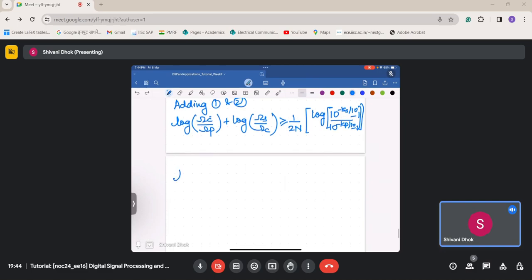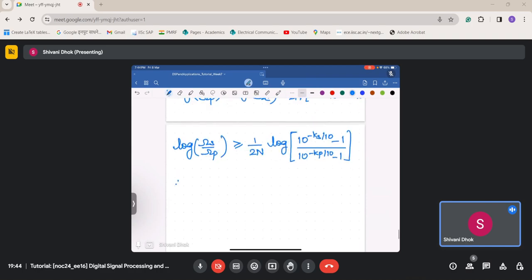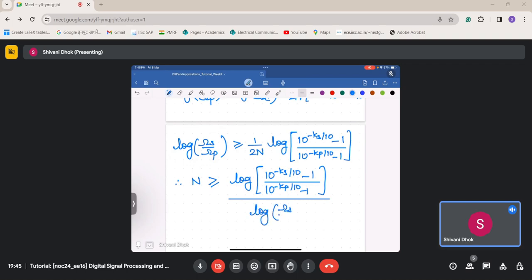So what we are having is log of omega s upon omega p is greater than or equal to 1 by 2n log of 10 to the power minus ks by 10 minus 1 upon 10 to the power minus kp by 10 minus 1. So therefore I can take this n this side and this thing below. So this n, which is the order, is greater than or equal to log of 10 to the power minus ks by 10 minus 1 upon 10 to the power minus kp by 10 minus 1 divided by log of omega s upon omega p.